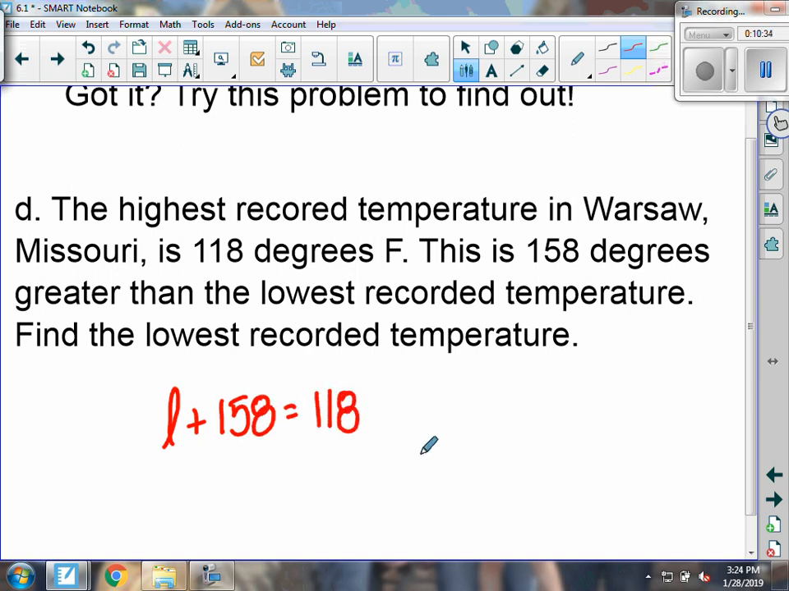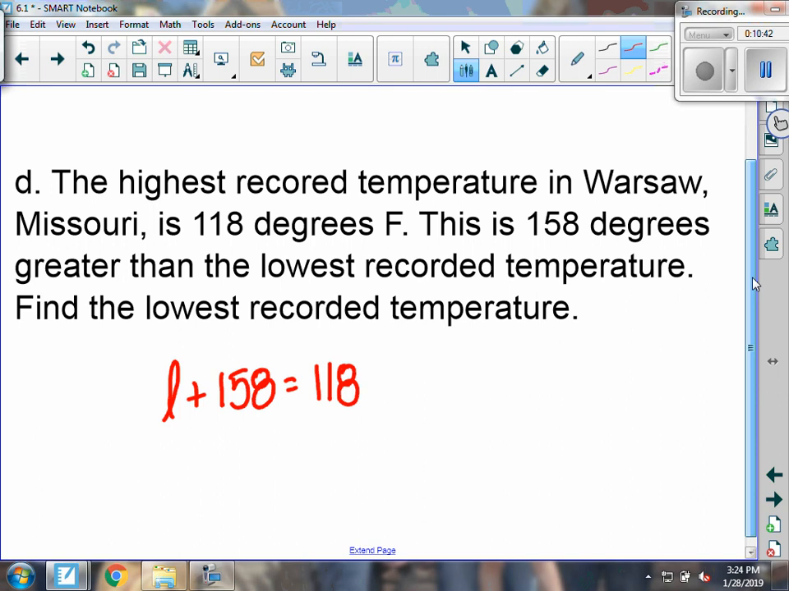Make sure you read these very carefully, because the largest number doesn't automatically go on the far right. You need to make sure that you're reading it. So it's 158 degrees greater than the lowest temperature. So the lowest temperature plus 158 will give us our highest temperature. So looking at this, what can we guess about what our lowest temperature is going to be? Well, since 158 is larger than 118, that means that our lowest temperature has to be a negative number.